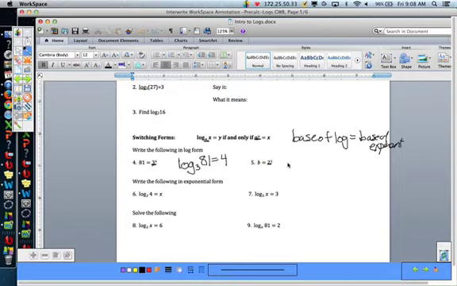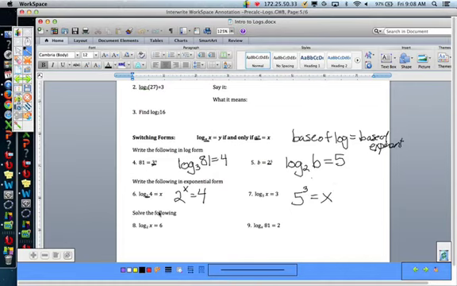Our base here is 2, so log base 2 of 32 equals 5, because then we have 2 to the fifth equals 32. Write the following in exponential, so what's your base? It is 2. So 2 to the x equals 4. The next one, our base is 5. So 5, our exponent would be the 3, our power, equals x.